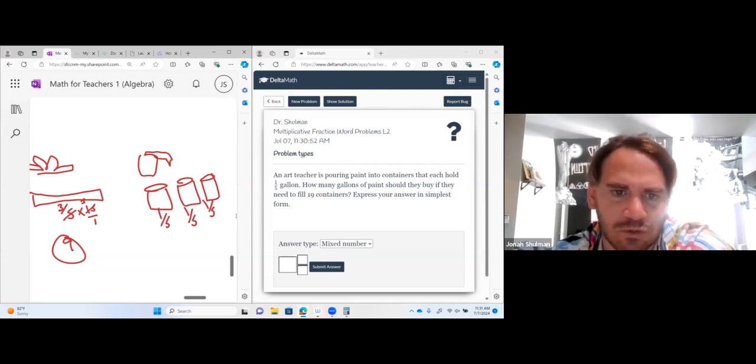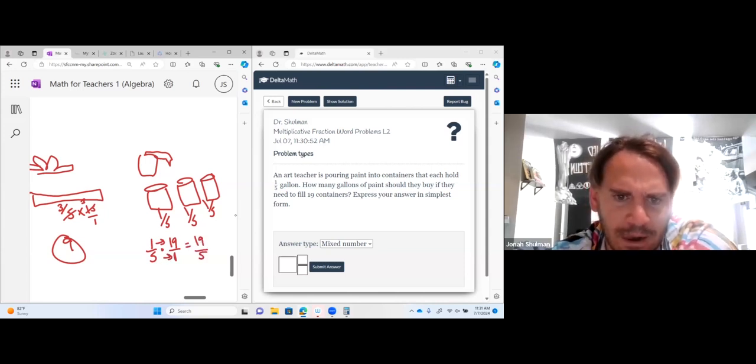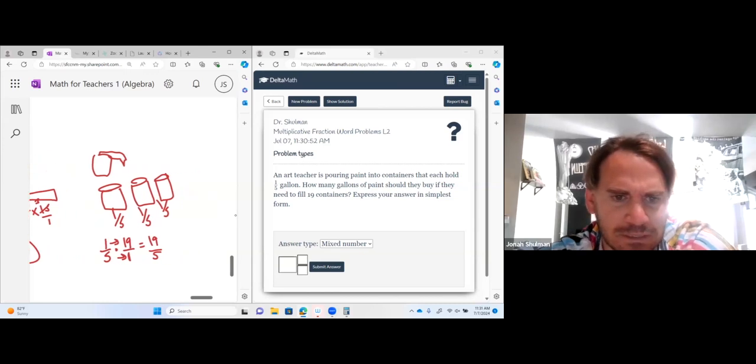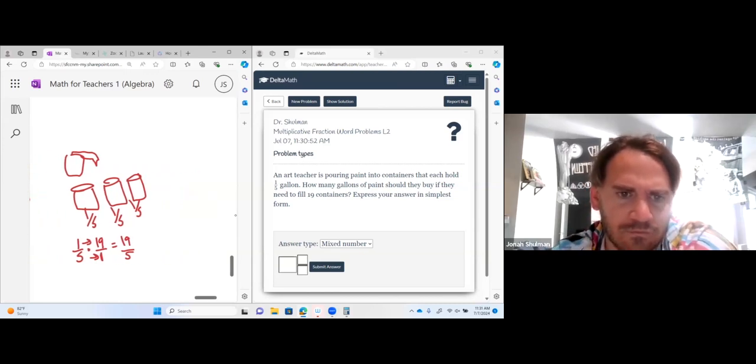Oh, so it's just going to be 1/5 times 19. You can make it a fraction by putting a 1 under it, so we have 19 over 5. And they want this as a mixed number. So 5 goes into 19 how many times? 3 times with what left over? 4. So 3 and 4/5.